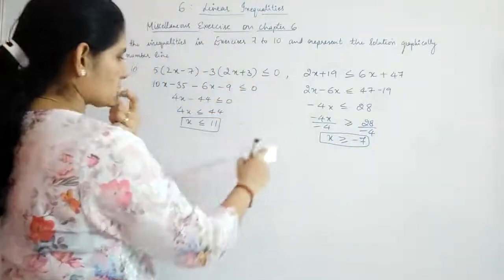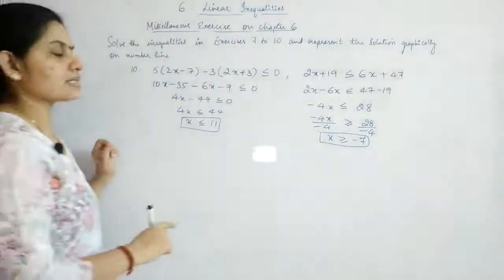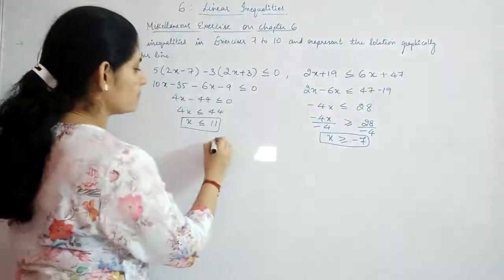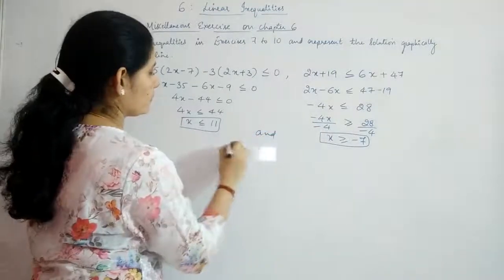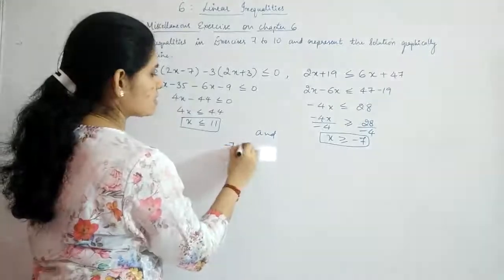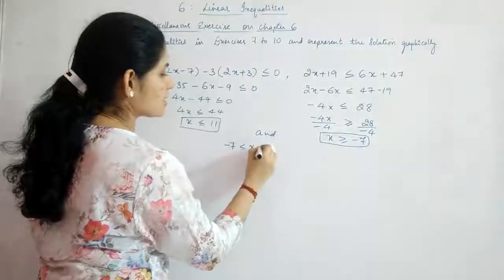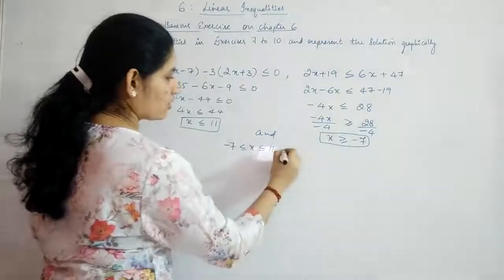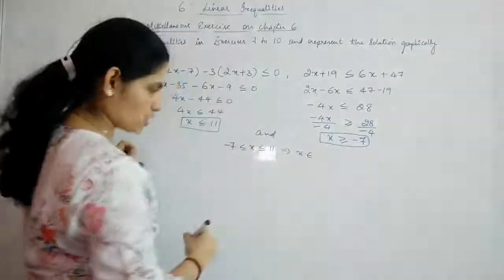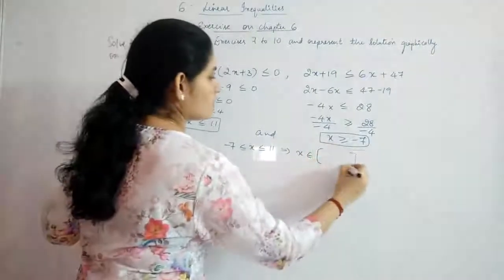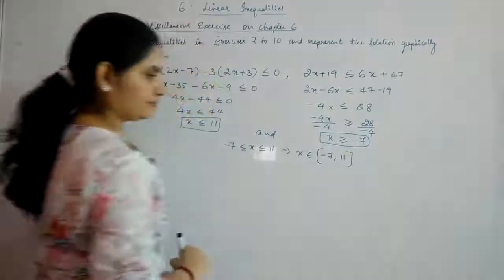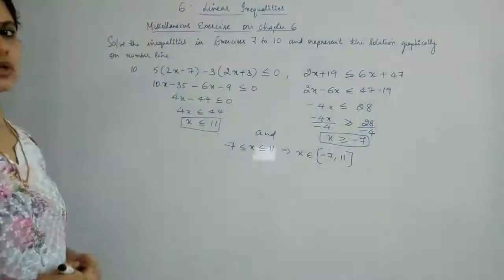So combining these two, that is x is less than or equal to 11 and x is greater than or equal to minus 7, will give you minus 7 is less than or equal to x is less than or equal to 11. Or you can say that x belongs to the closed interval minus 7 comma 11. Now you have to represent this on the number line.